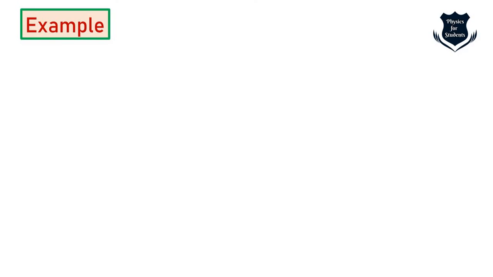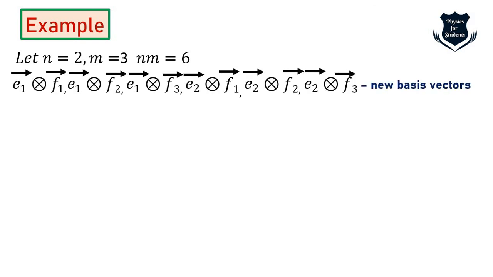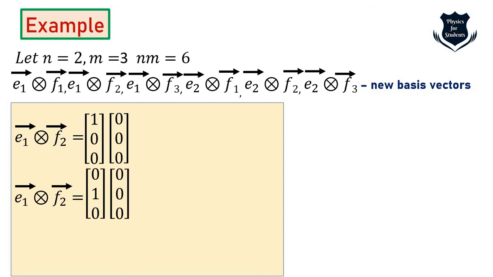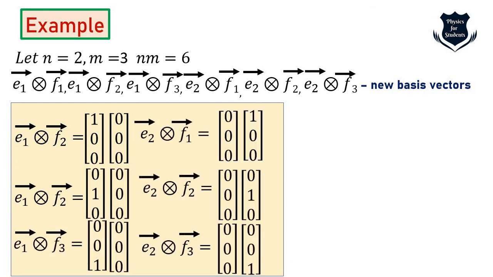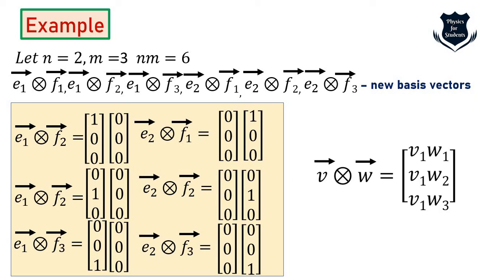In order to explain things better, what I explained to you earlier, we can explicitly write this. If we take n equals 2, m equals 3, then nm is 6, and these are the new basis vectors which give rise to this, and this. This is something which we have explicitly written out so that you understand. And the tensor product of the general two vectors v and w is given by what you see on the right hand side.